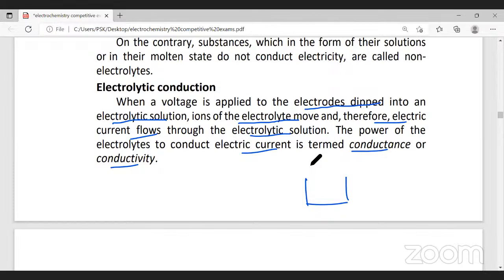Now, I take a container. In this container, we have an electrode, anode and cathode, connected to a power supply. And in this, we have an electrolyte. An example for an electrolyte, I take sodium chloride. On passing current, sodium ions move towards the negative electrode and chloride ions move towards the positive electrode. This movement of ions will carry current, and it's termed as conductance or conductivity. Due to the movement of ions, electricity will be conducted.